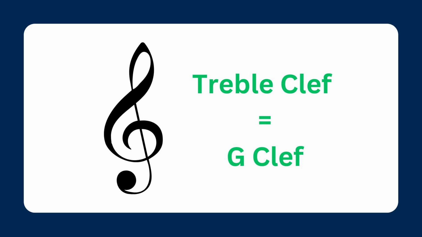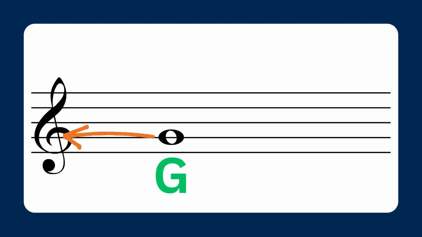Another method is to recognize that the treble clef is also known as the G clef. It somewhat looks like a fancy G, but more importantly, the curly in the middle circles around the G line, which is the second line up. From here, you could count up or down to determine the pitch name.